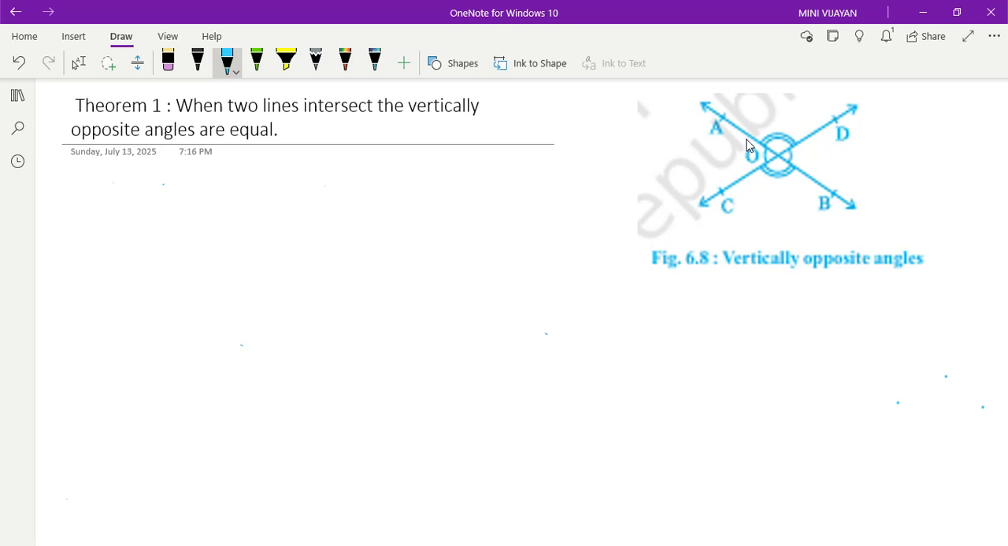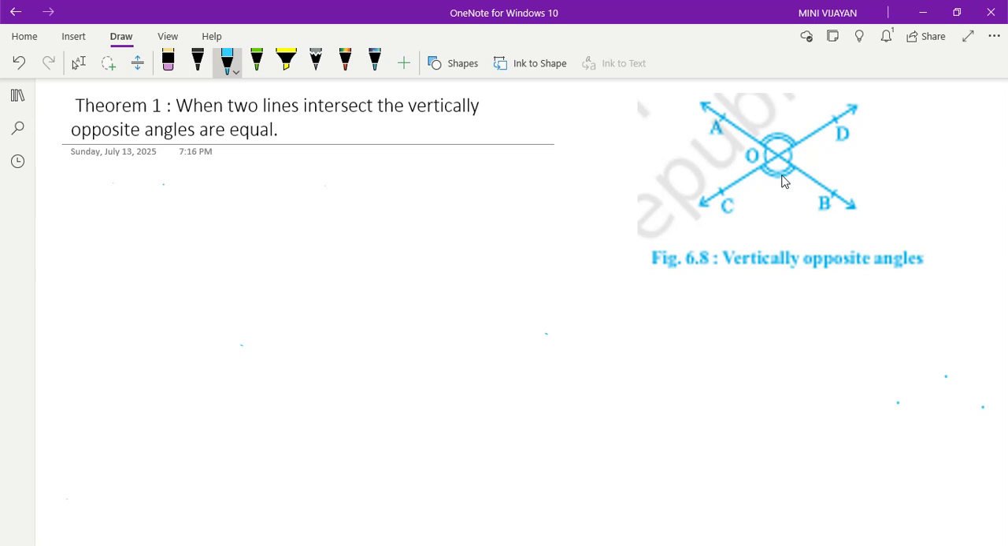So here the figure is given. Line AB and line CD intersect at O. Two intersecting lines are AB and CD, which intersect at O. So we can see that four angles are formed around this point O. In that, you need to identify which are the vertically opposite angles.